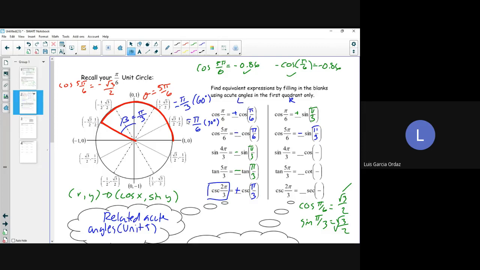And sine of pi over 3, to start off with, is already positive root 3 over 2. But because this gives us a negative ratio, we also want a negative ratio on the right side. So that's why we have to multiply by negative sine of pi over 3. All you're doing with correlated acute angles is making sure left side is equal to right side.